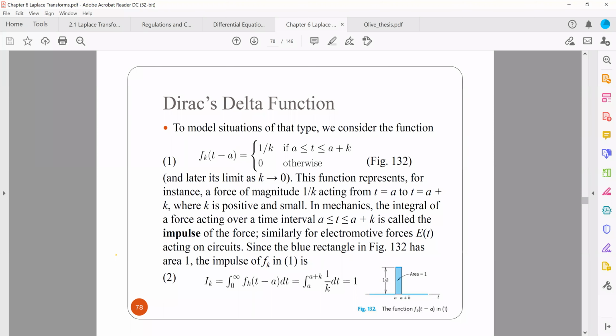If you integrate from 0 to infinity, we change the limits because we know it's only active between a and a plus k. That's why they change the limits here. The integral of 1 over k over that interval, the area, is always equal to 1. What that means is the smaller k becomes, the higher the amplitude. Every time k becomes small, this thing becomes infinitely tall. So when k equals 0, its amplitude is infinity.